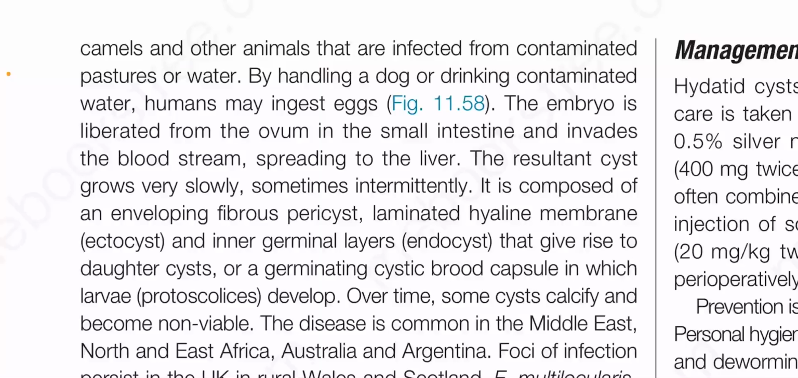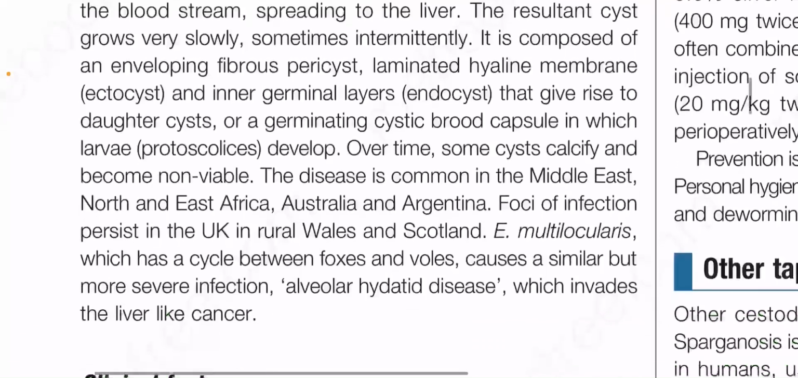It is composed of an enveloping fibrous pericyst, a laminated hyaline membrane, that is the ectocyst, and inner germinal layers, the endocyst, that give rise to daughter cysts, or a germinating cystic brood capsule in which larval protoscolices develop. Over time, some cysts calcify and become non-viable.